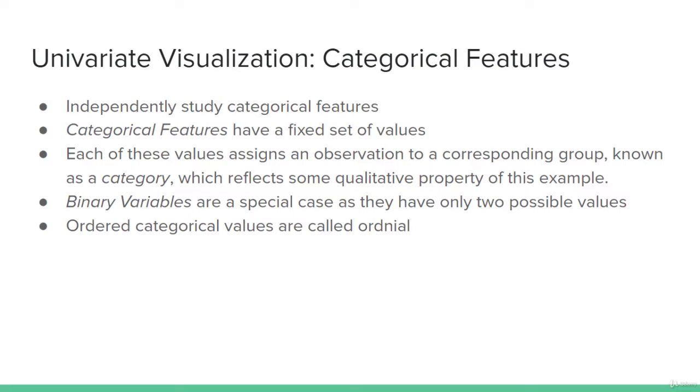So the univariate visualization, when it comes to categorical features, we will study them independently and together as well. If these values are ordered, then we call them ordinal. A particular type of categorical feature is binary, which only has 2 possible values: it's either true or false. And categorical features have a fixed set of values. They're all exclusive. They do not have any relationship with one another.